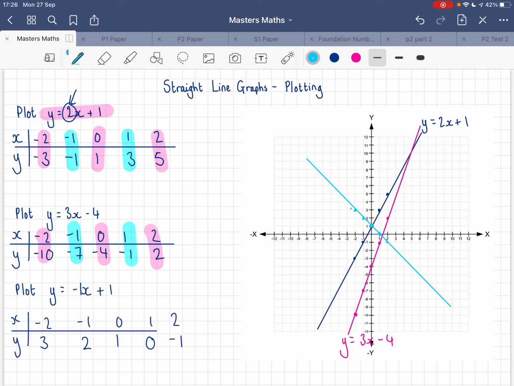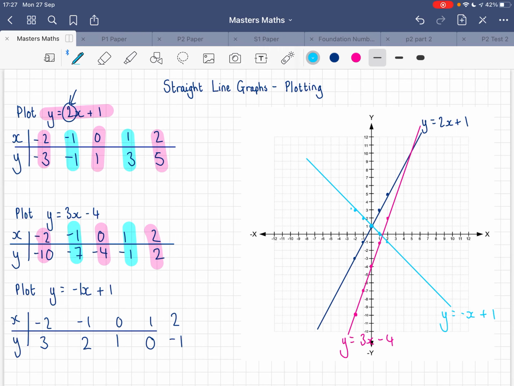There is the graph. Y equals negative x plus 1. Yeah, so that one is going in the opposite direction, and we're going to look at why that happens in just a second. But that is how you plot a graph.